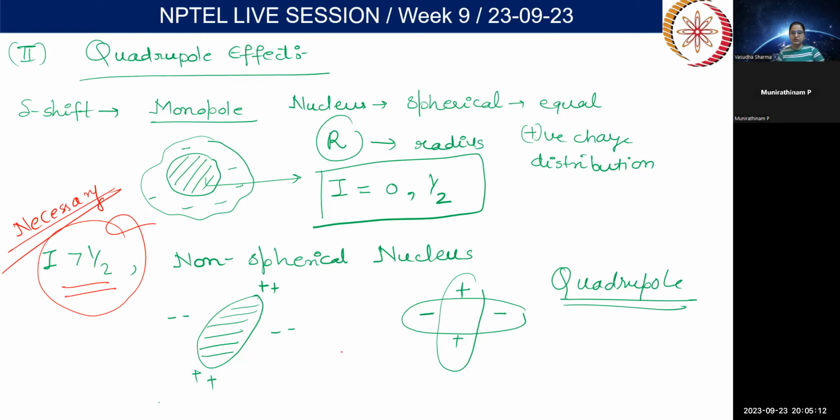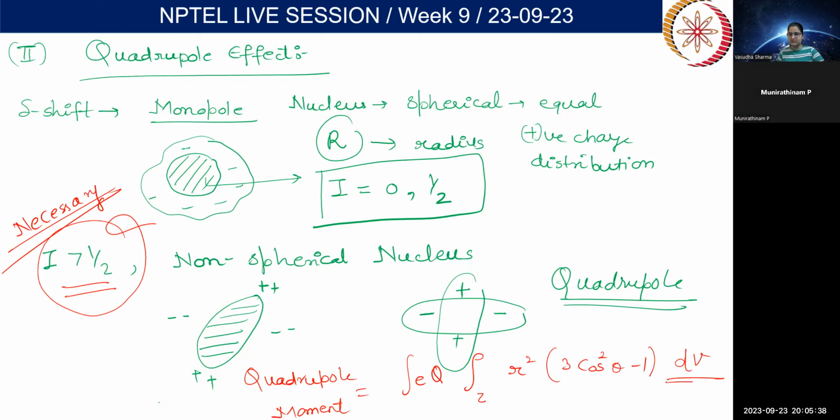Okay, ma'am. So generally the quadrupole effect is given by this particular formula. We calculate the quadrupole moment, which is given by eQ, where e is the proton charge. Then we have the charge density times r squared, then 3 cos squared theta minus 1, and dV. This is the volume element.